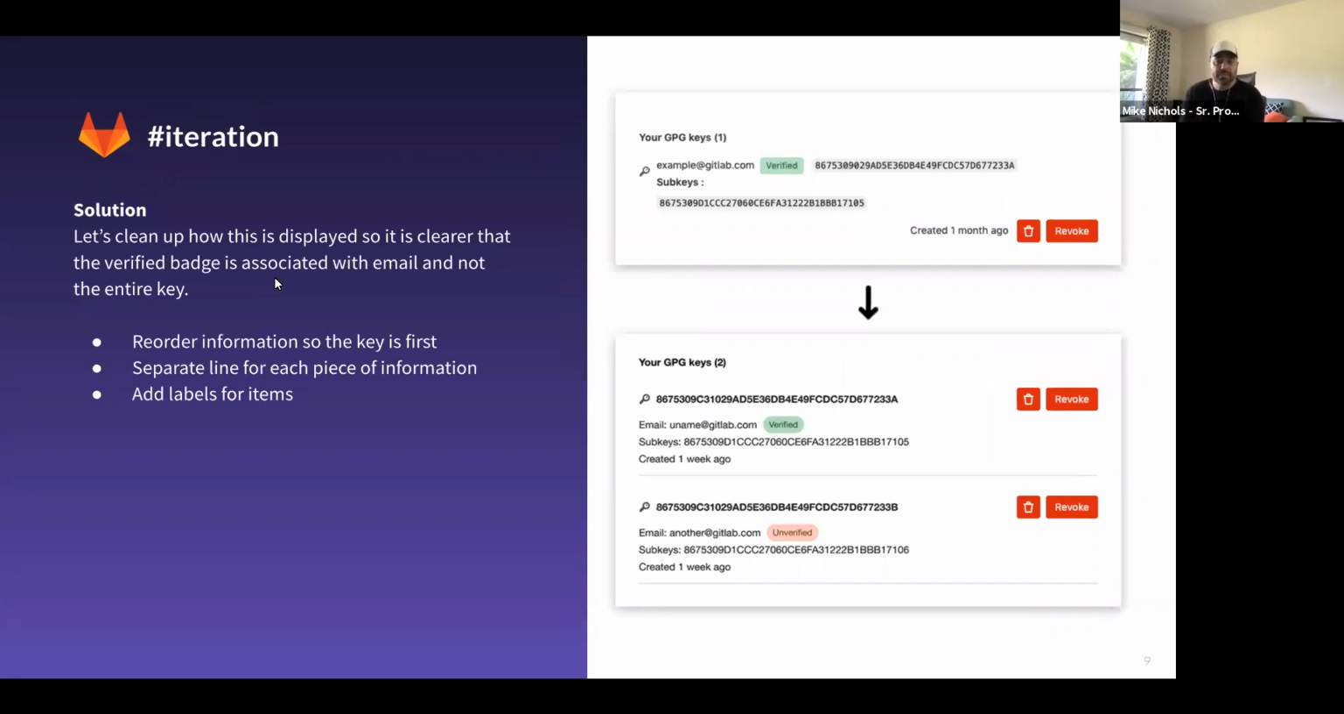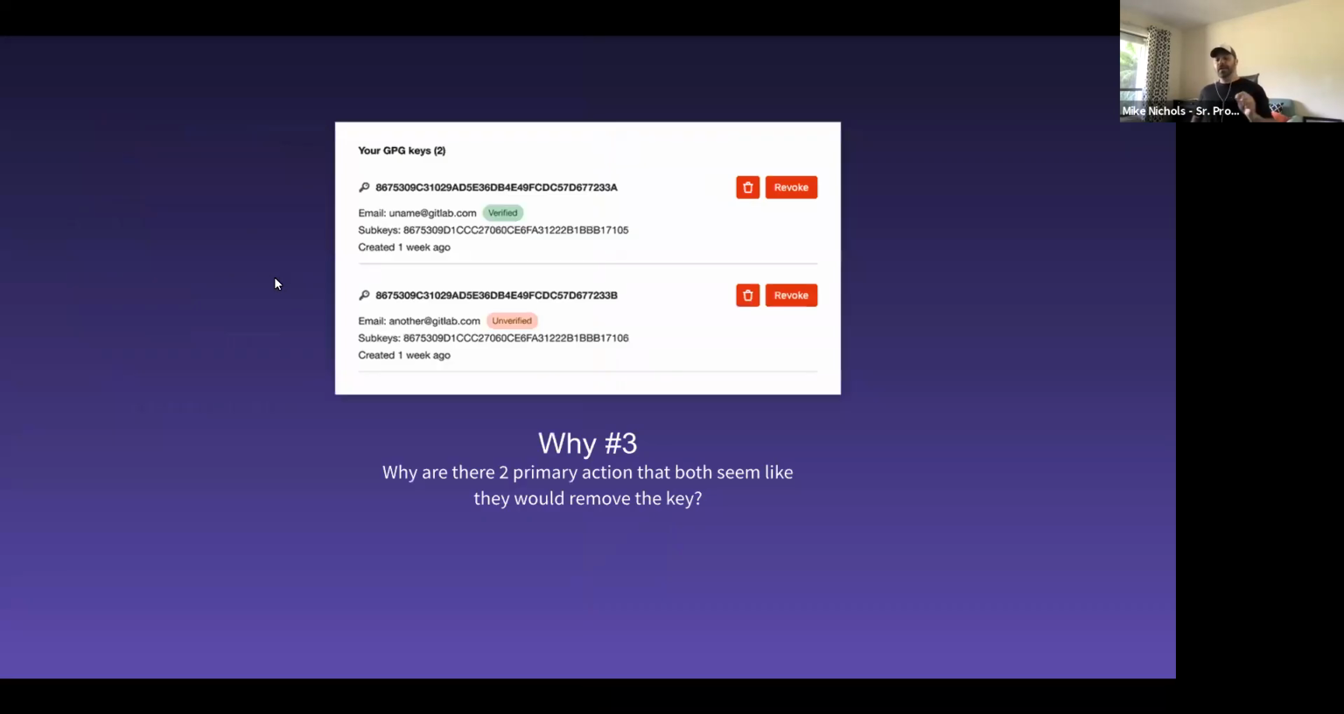So let's just clean up the design and figure out how we can lay this out a little better so it's a little clearer. So I reordered the information, put the key at the top since that's the key piece of information. Separated each piece of information onto its own line, and then added labels in places where labels didn't exist. So a couple of whys, and we're already at our first solution. But the second why, and this is where the story turns a little bit.